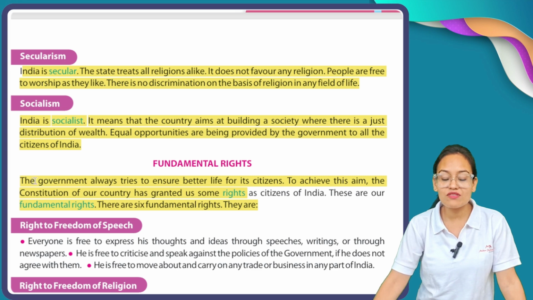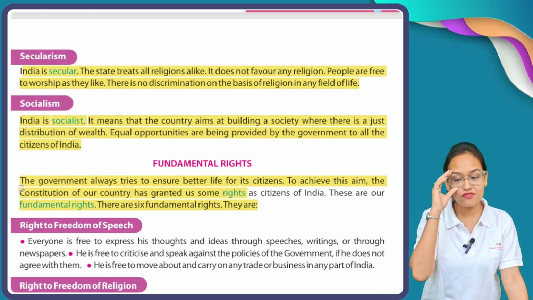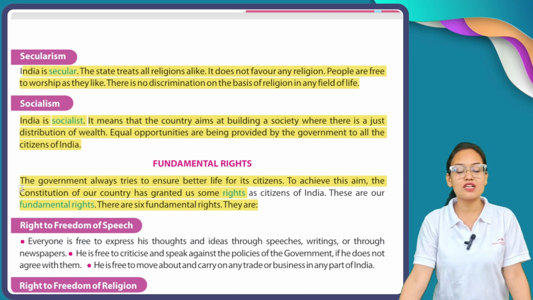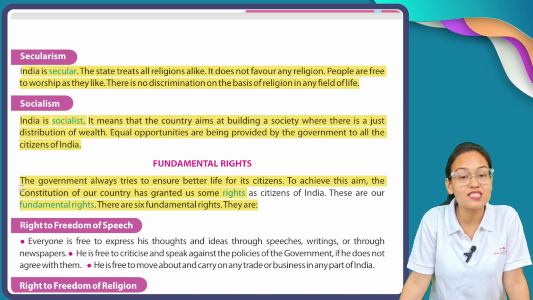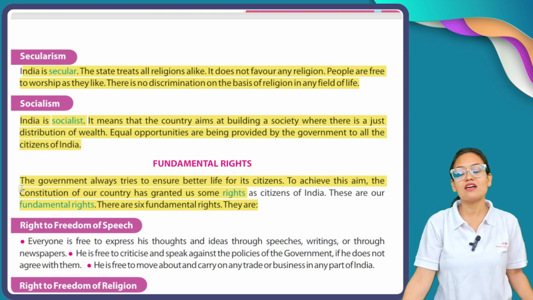The government always tries to ensure a better life for its citizens. To achieve this aim, the Constitution of our country has granted us some rights as citizens of India. These are our fundamental rights. There are 6 fundamental rights.